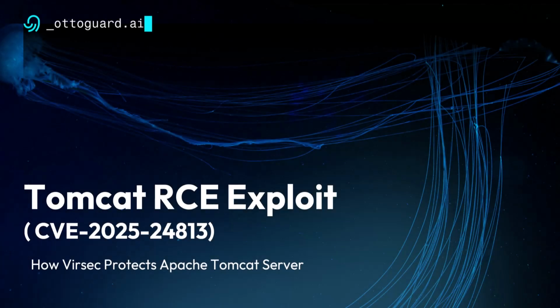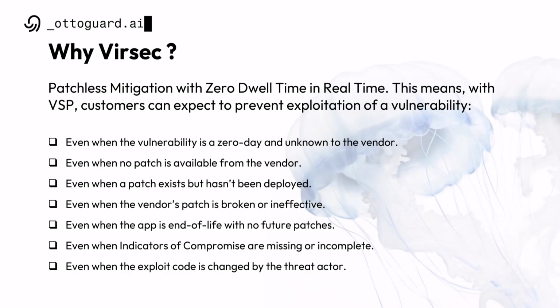Hi. In this demonstration, I will show how Virsec's cybersecurity solution, VSP, protects an Apache Tomcat server against the remote code execution vulnerability, CVE-2025-24813, which CISA had flagged as being actively exploited in the wild. What makes VSP unique is its ability to deliver patchless mitigation with zero dwell time, meaning customers can expect to prevent exploitation of a vulnerability in real time.